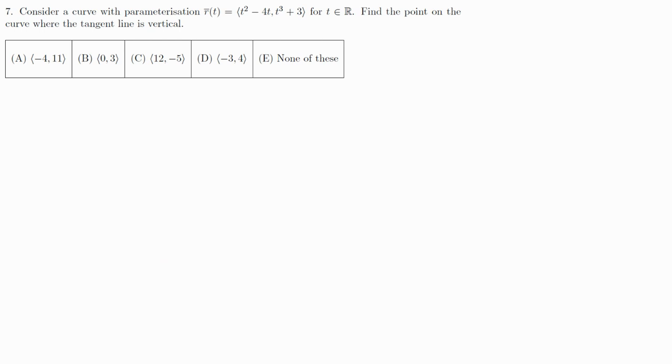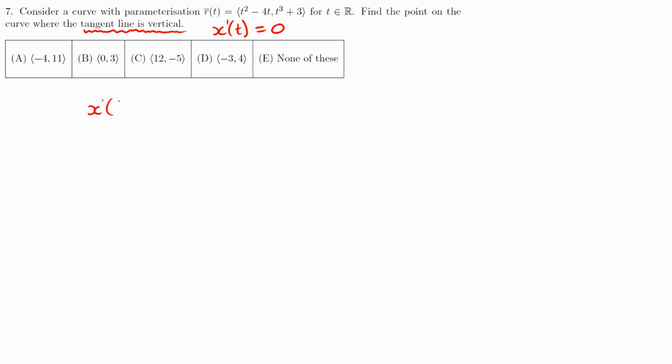Question 7. Consider the curve with parameterization r of x, this. Okay, so now find the point on the curve where the tangent line is vertical. So if the tangent line is vertical, it's going to look something like this. So this is where the derivative of the x component will be 0. So where this, the x component, will be equal to 0.